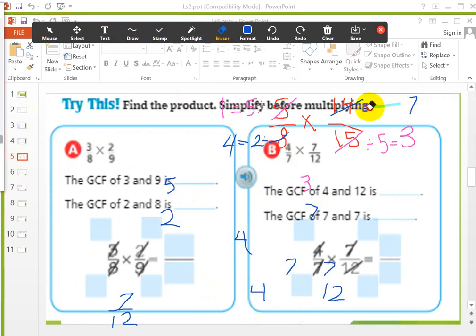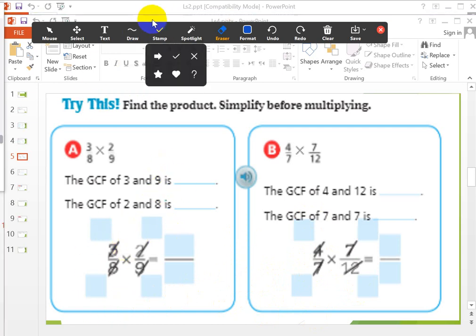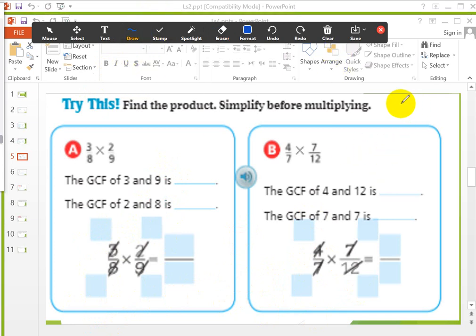Now let's move to the same page, 88. I will move to exercise A and B. I will use the same strategy. Here I will simplify before multiplying. This is page 88, okay? Let's start. 3 over 8 multiplied by 2 over 9.